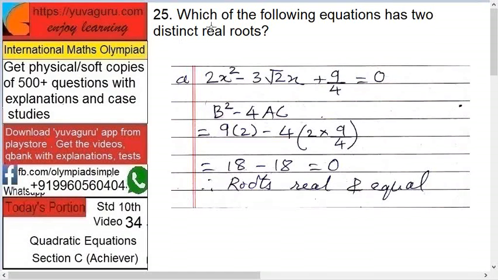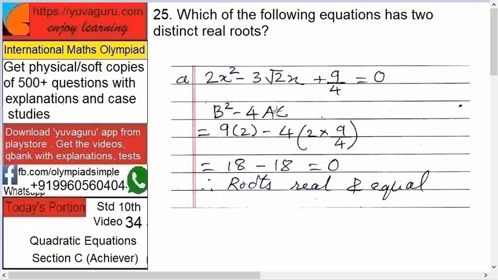So if we want distinct real roots, then b square minus 4ac should be greater than 0, not even equal to 0, it should be greater than 0. So let's try. First equation is 2x square minus 3 root 2 x plus 9 by 4 equals 0. A is 2, b is minus 3 root 2, c is 9 by 4.